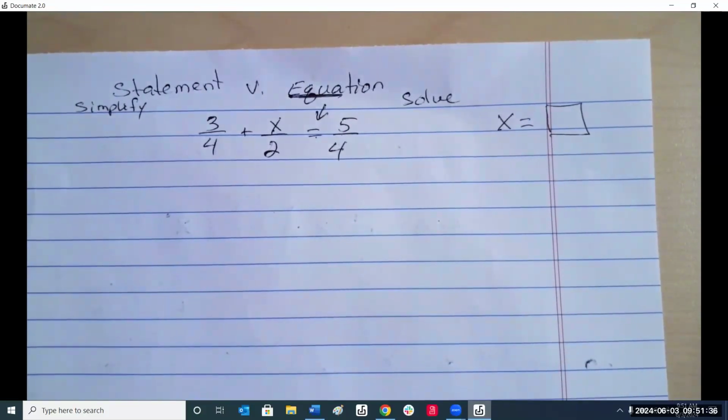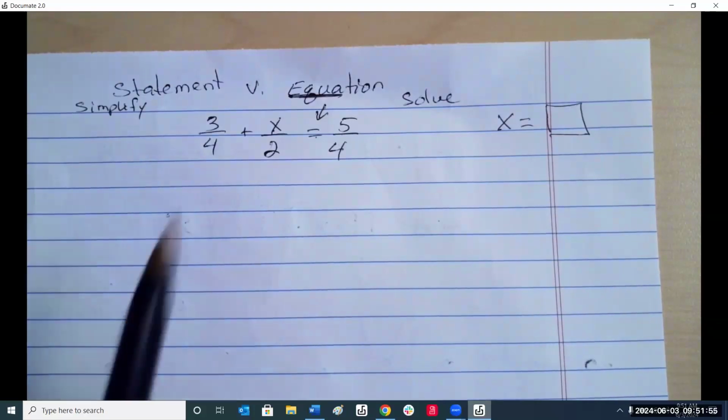So how do we solve that? What would you do here? Subtract 3/4 and then multiply by 2. That's one way. And okay, this is also pretty short and sweet, so quick and easy. Yes, that is one way of doing it.